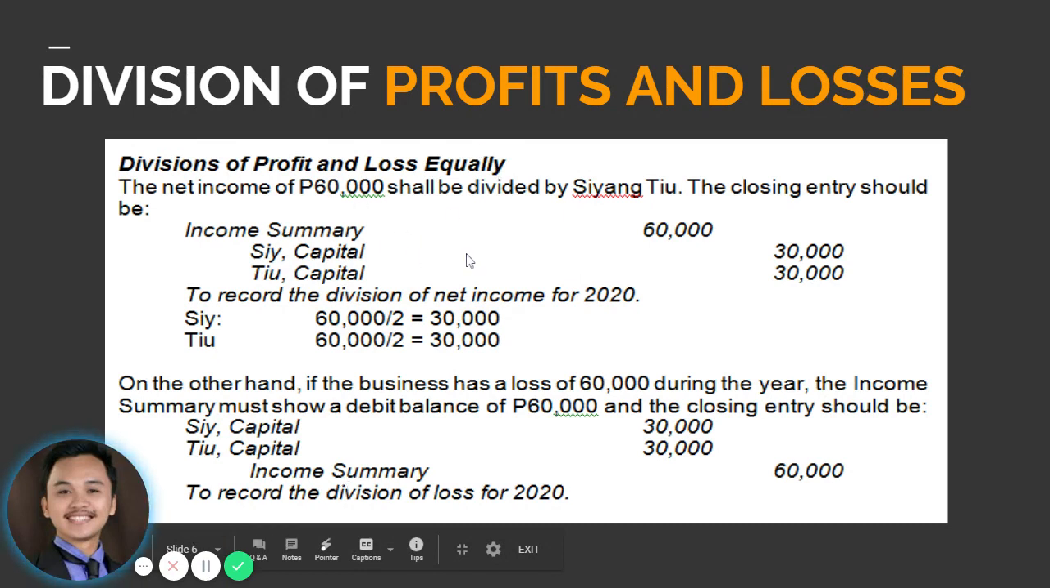So again, if the partnership uses equal distribution, we have no problem, because we just divide the profit or loss by the number of partners in the partnership. Basta, if there's profit, there will be a capital to be credited to the partners. But if there's a loss, their capital account will be debited. So that means their capital account will be decreased.